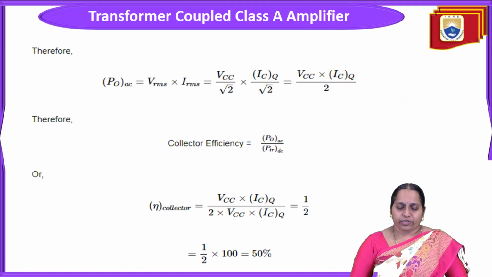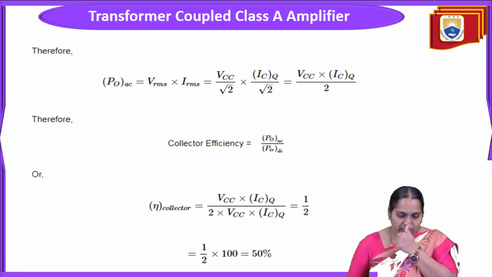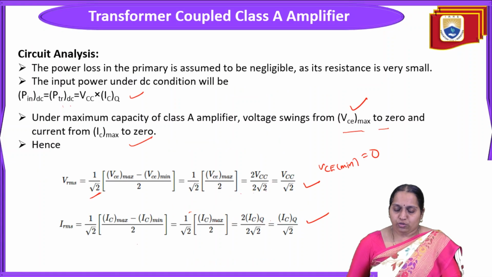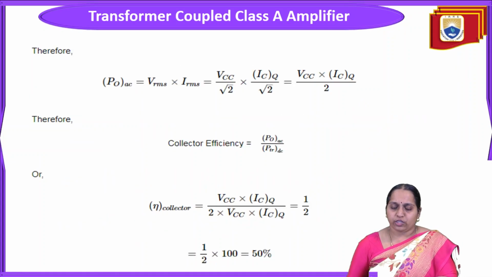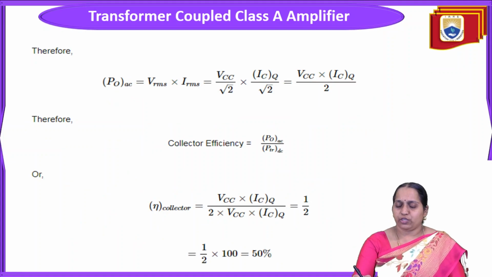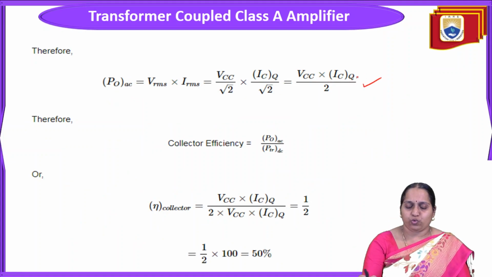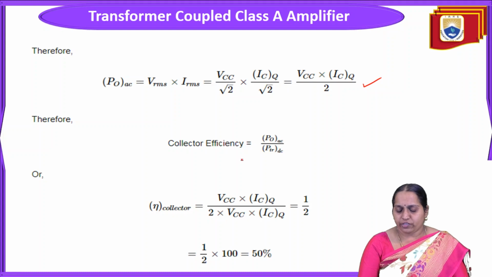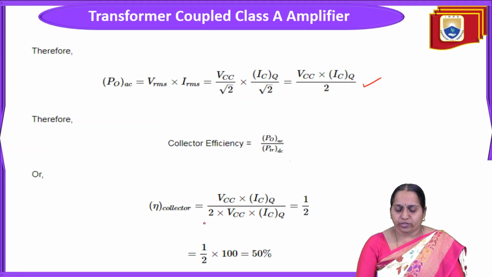Now what about P0 AC? P0 AC is nothing but VRMS into IRMS. So VCC by root 2 into ICQ by root 2 gives VCC into ICQ by 2, since root 2 into root 2 gives you 2. Collector efficiency is nothing but P0 AC by P in DC. What is P0 AC? VCC into ICQ by 2.